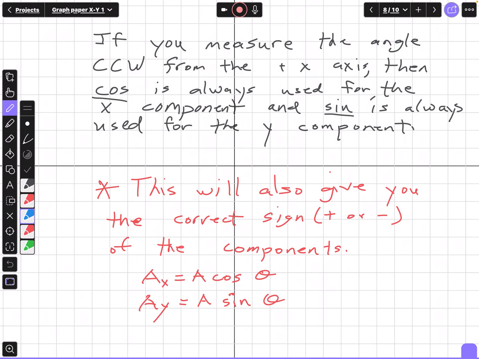That way, you just have to remember to always measure your angle counterclockwise from the positive x-axis. And these will be your equations. You can always use those. You can write them down. You won't have to figure out what's adjacent, what's opposite. Like I said, pause this video and write this down if you need to.